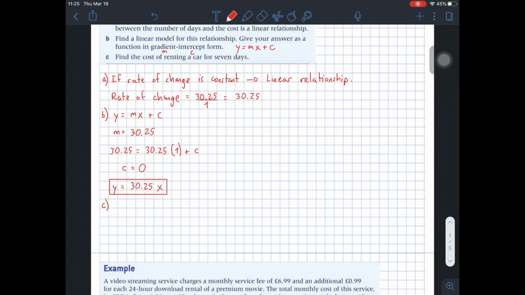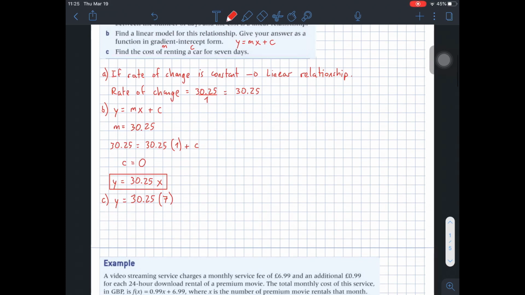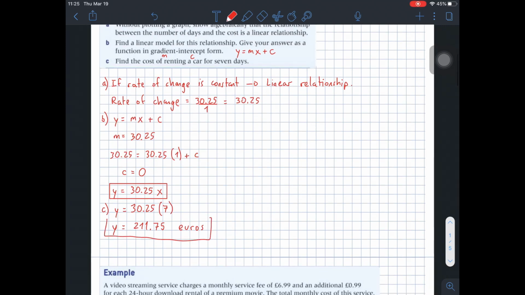Okay, so by using the same model, y for day number 7 would be 30.25, and instead of x, I'm going to write 7, corresponding to day number 7, and we get the value of y, which is 30.25 times 7, 211.75. Remember, unit of measurement, euros in this case. So that'll be the cost of renting the car for 7 days.